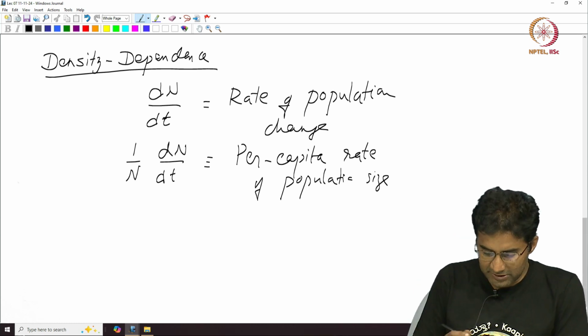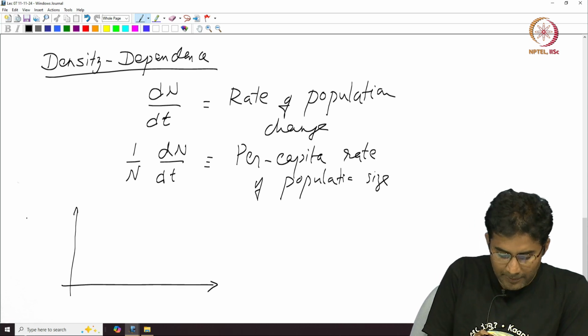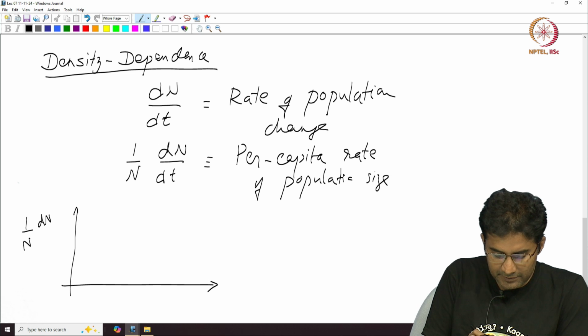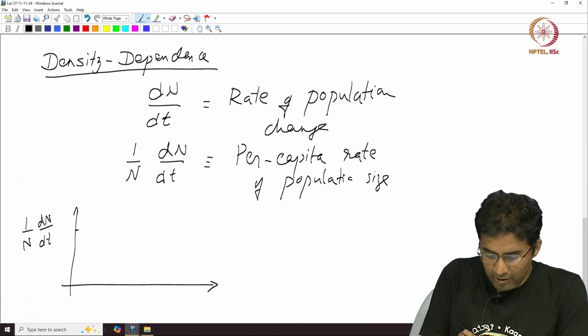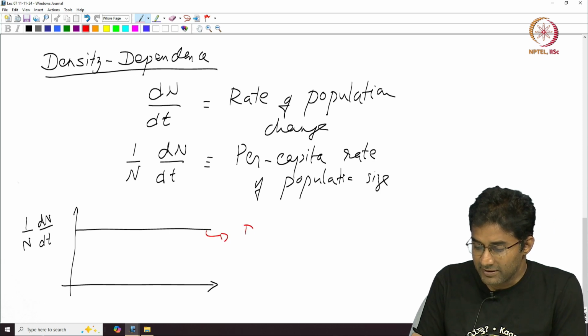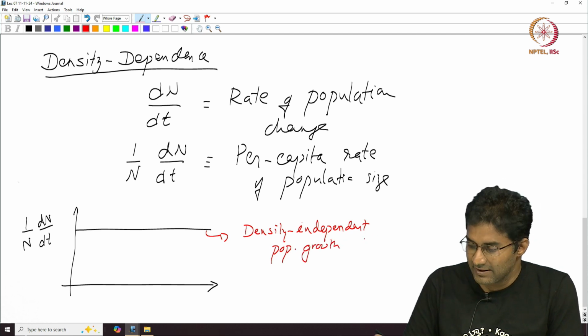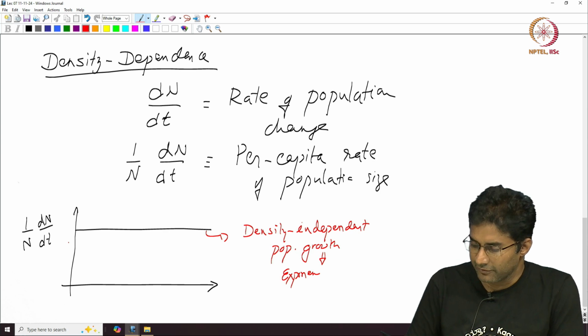And if we plot on the y axis the per capita growth rate, and if this is a constant, this would be called density independent population growth. And that is precisely what also leads to exponential population growth if this constant is positive.